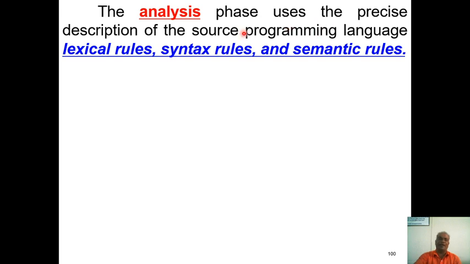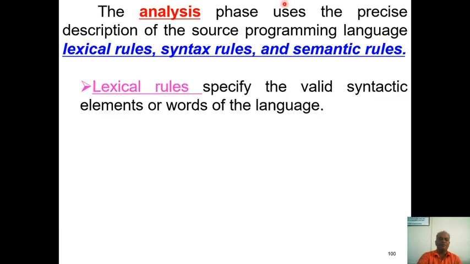It is in the form of high level language. So lexical rules, syntax rules and semantic rules. Here this analysis phase is going to use the precise description of the source programming language, of lexical rules, syntax and semantic rules. So what do you mean by lexical rule? Lexical rules specify the valid syntactic elements or words of the language. Valid syntactic elements, in the sense maybe the identifier, maybe simple statements. So lexical rules specify the valid syntactic elements.